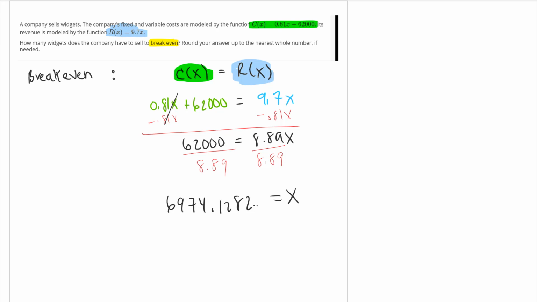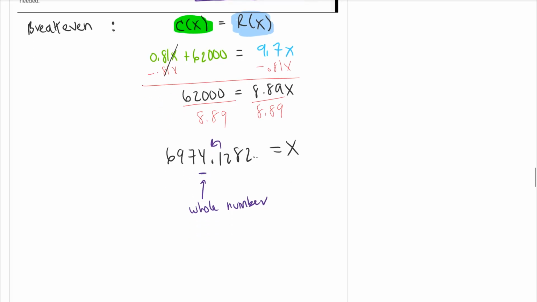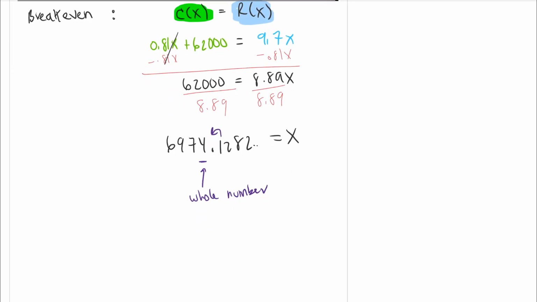And don't forget that it specifically said to round your answer up to the nearest whole number. So if I'm looking for the nearest whole number, that would be the 4 because it's the first number before the decimal. So that means I have to round up. So you need to sell 6,975 widgets to break even.